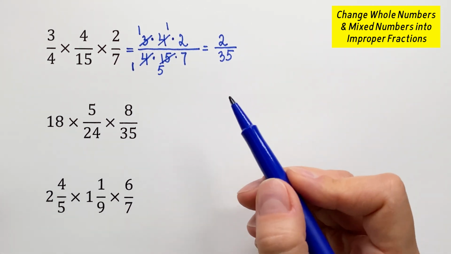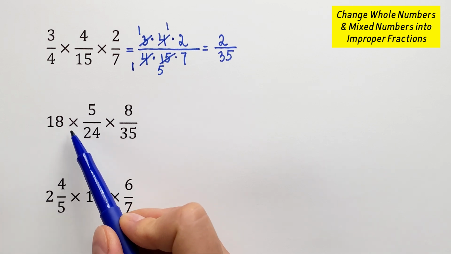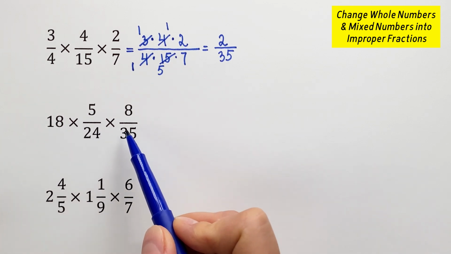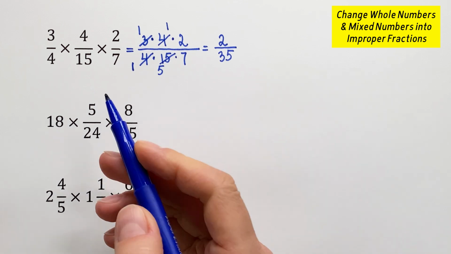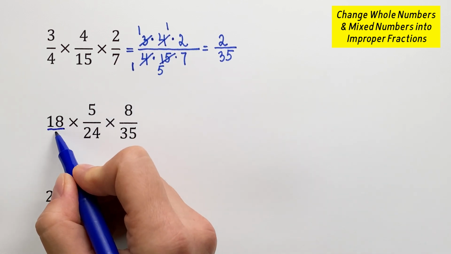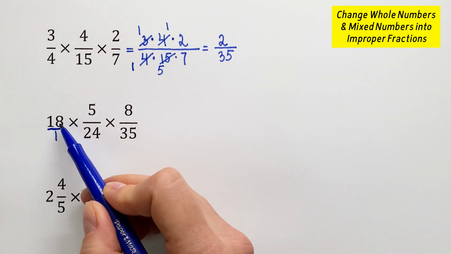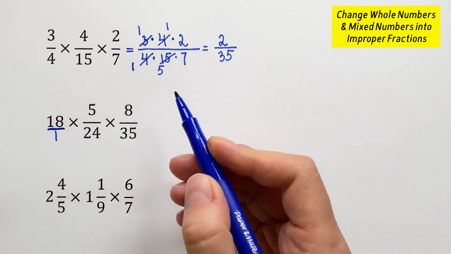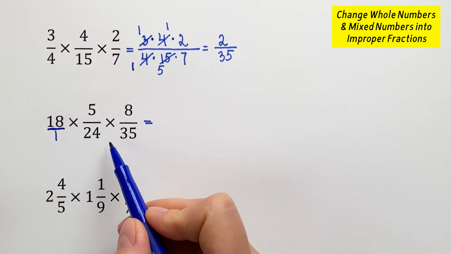Now let's look at another example. Here we have 18, which is a whole number. Before you multiply a whole number by a fraction, change the whole number into an improper fraction. So write it 18 over 1. An improper fraction is when the numerator is larger than denominator. Okay, now we are ready to multiply our fractions.